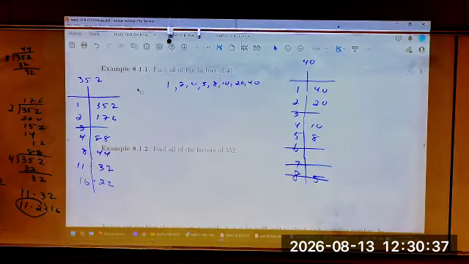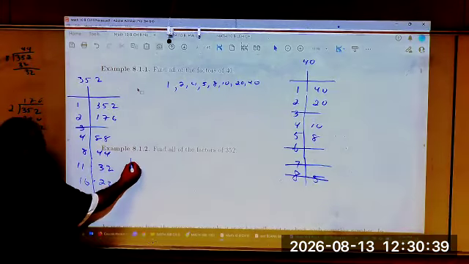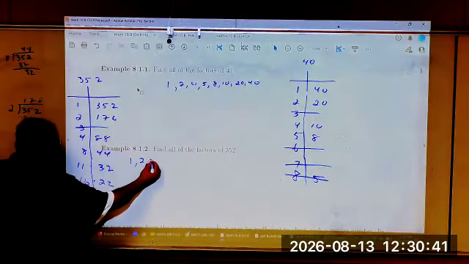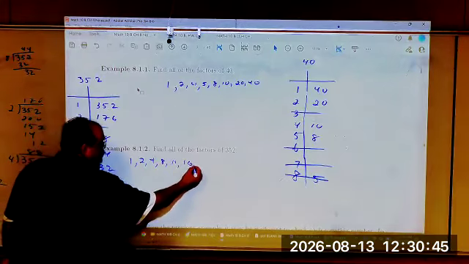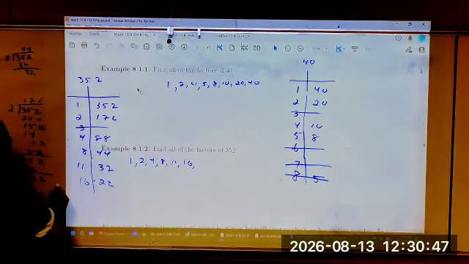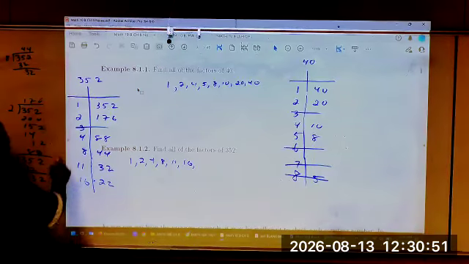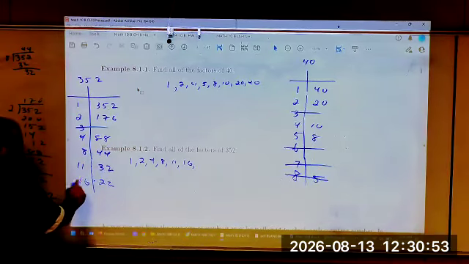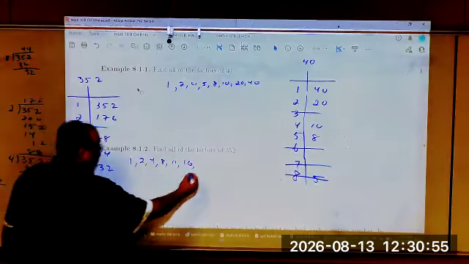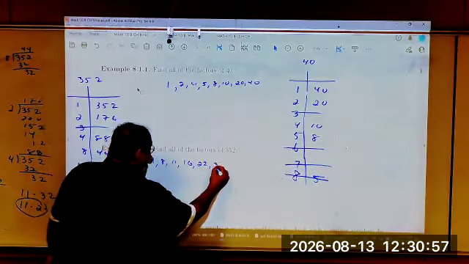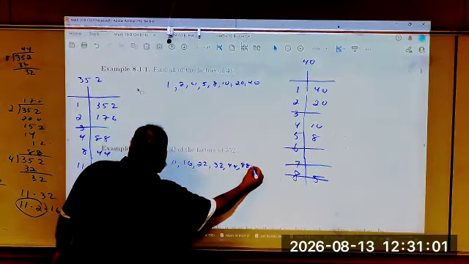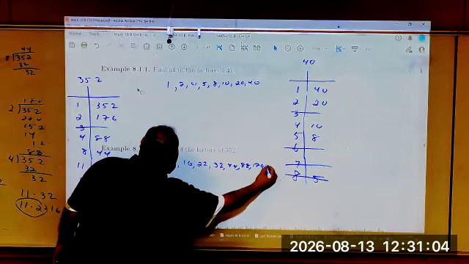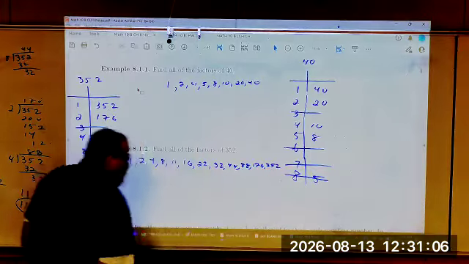So the factors of 352. One, two, 4, 8, 22, 32, 4, 8, 176, 352.